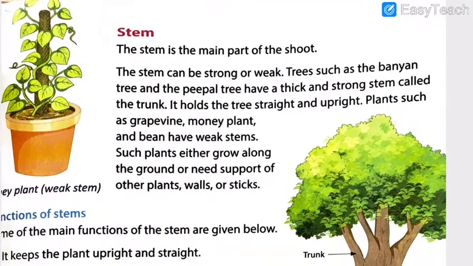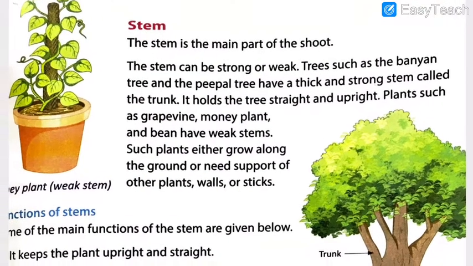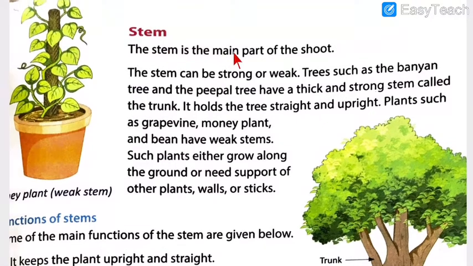So in the next page, let us understand what is stem. The stem is the main part of the shoot. The stem can be strong or weak. Trees such as banyan tree and the peepal tree have a thick and strong stem called the trunk. It holds the tree straight and upright. Plants such as grapevine, money plant, and bean have weak stems. Such plants either grow along the ground or need support of other plants, walls, or sticks.